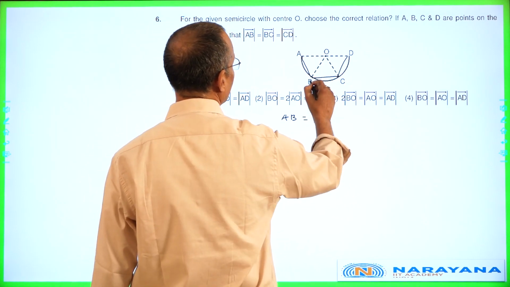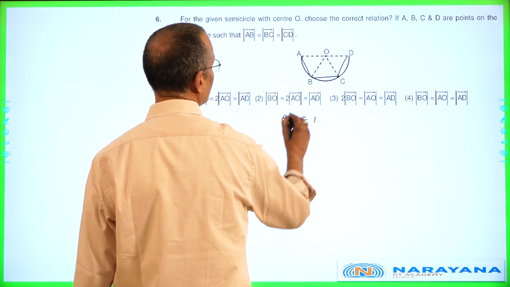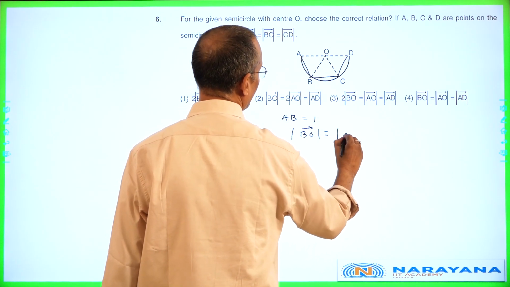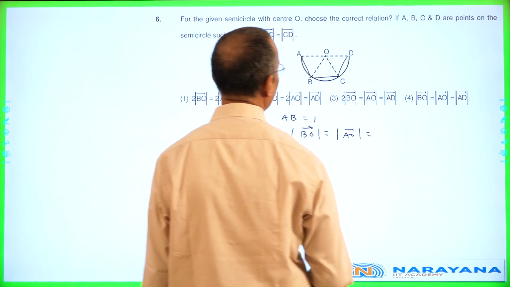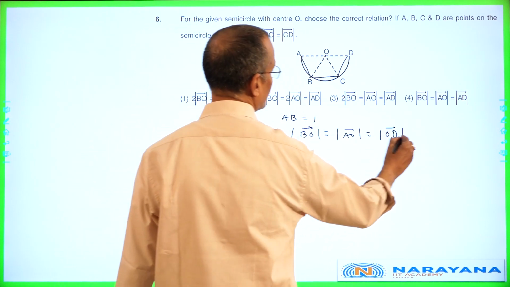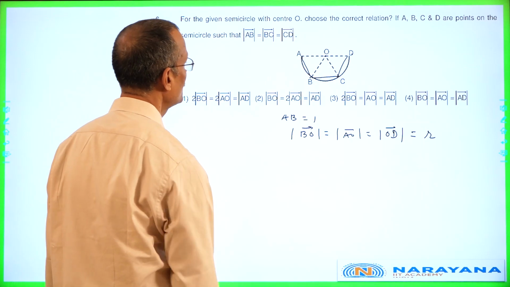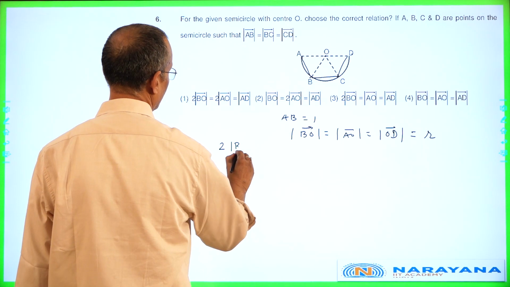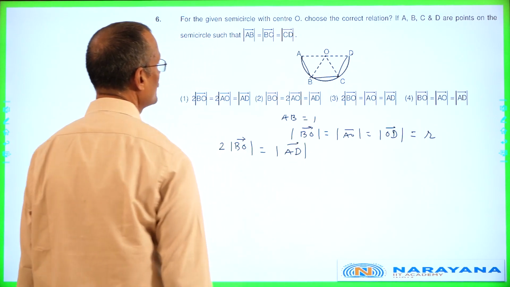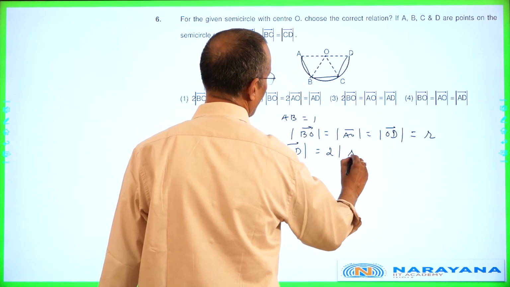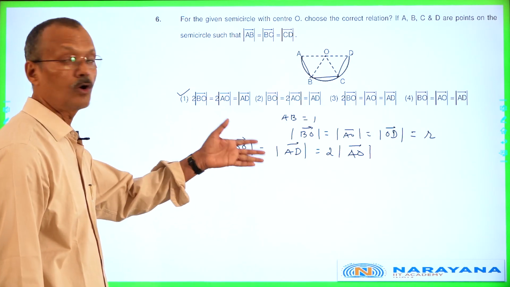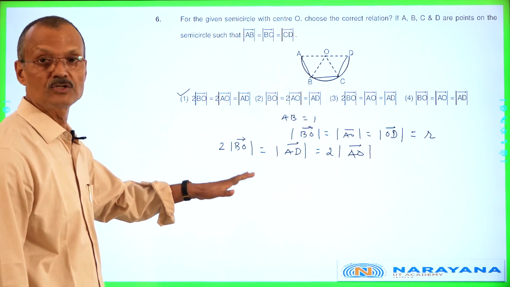So, all are AB equal to BC equal to CD. If I go for this, you have mod, if you are going for mod, this is radius, mod BO will be equal to mod AO will be equal to mod OD, right? So, this is diameter. This is nothing but radius, okay. If I go for number 1, 2BO, so mod 2BO, this is nothing but diameter. So, this will be equal to mod AD and 2AO, again it is diameter. So, you will have number 1. This is the correct answer, because 2BO or 2AO or AD, all these magnitude part, it is diameter.